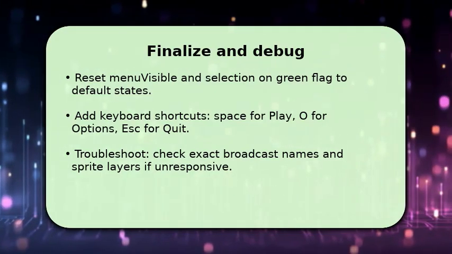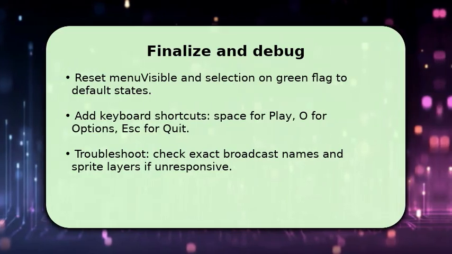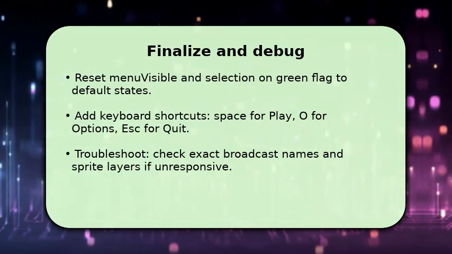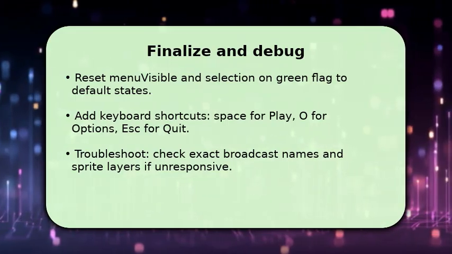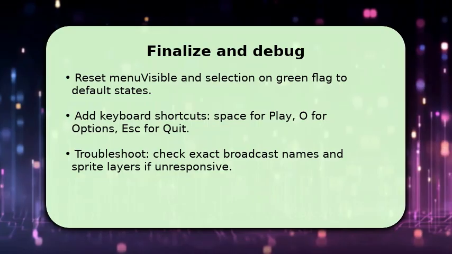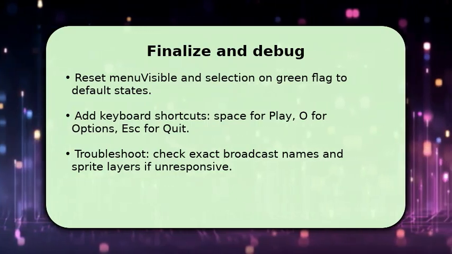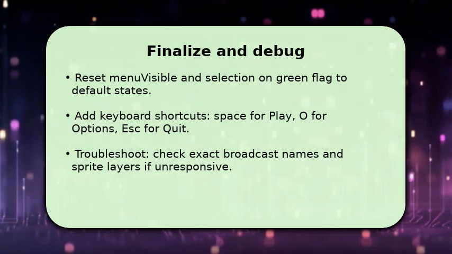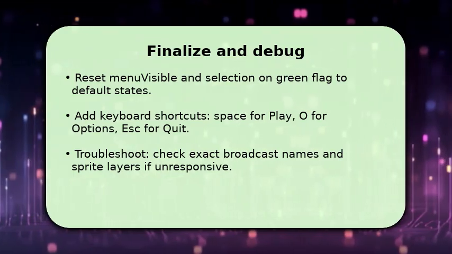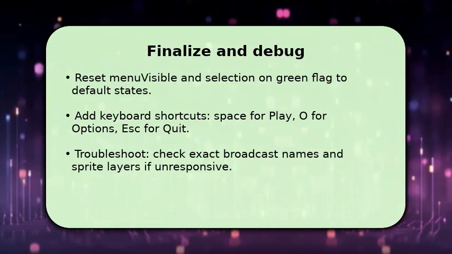Add keyboard shortcuts for quick testing: space to start, O for options, ESC to quit, and tie them to the same broadcast so input is consistent. Test transitions multiple times. If buttons do nothing, check one key item, matching broadcast names, and that the menu sprite is on the top layer and not hidden by other sprites. Correct that and try again.